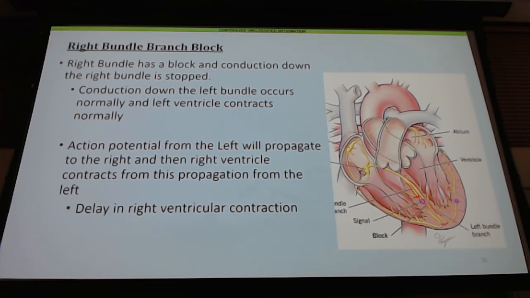So what's going to happen is you're going to see that left ventricle squeeze first, depolarizing first, then you're going to see the right depolarize. Because the myocyte to myocyte communication and propagation of that action potential is slower than if I were to use the normal conduction pathway.